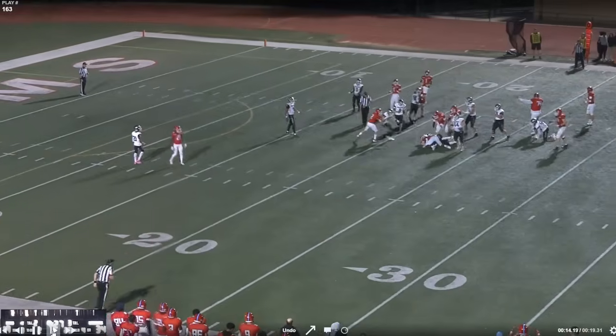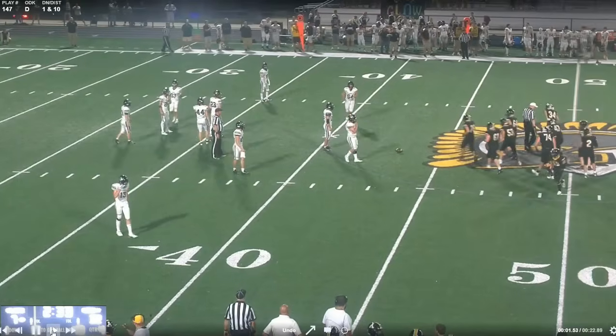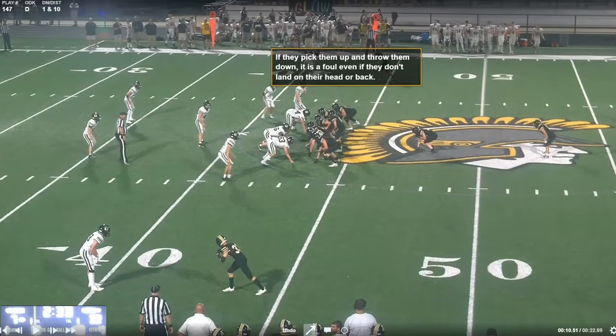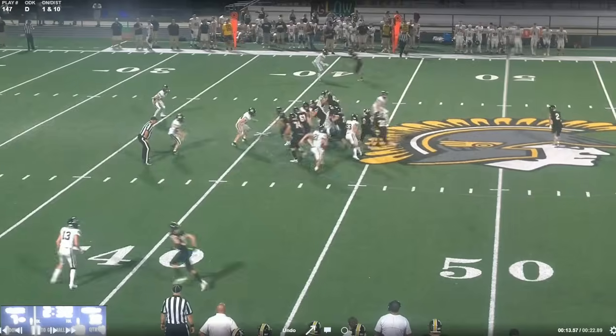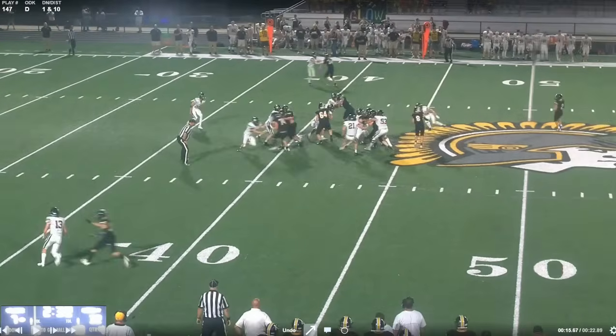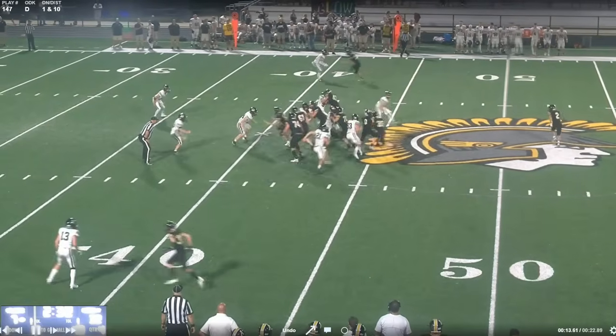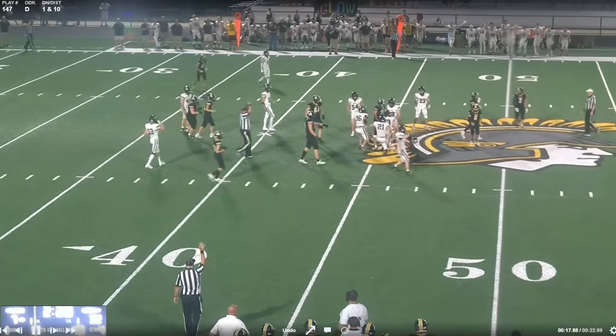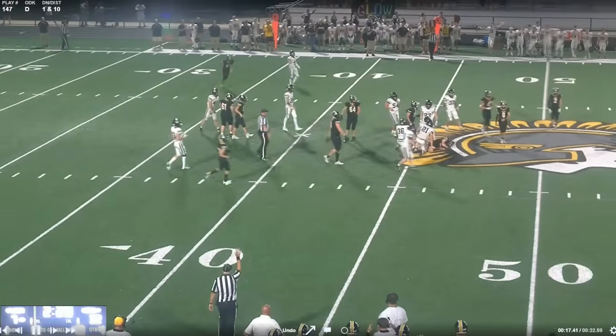Maybe we didn't. This next one we do, and it's not as bad, but it still is a foul. Okay, so this one's called by a referee, I believe. Again, if they pick them up and throw them down, it's a foul, even if he doesn't land on his head or his neck. Okay, picks him up and he tries to throw him down over his body. He ends up throwing him down on top of himself. That's a foul. Properly flagged by our referee.